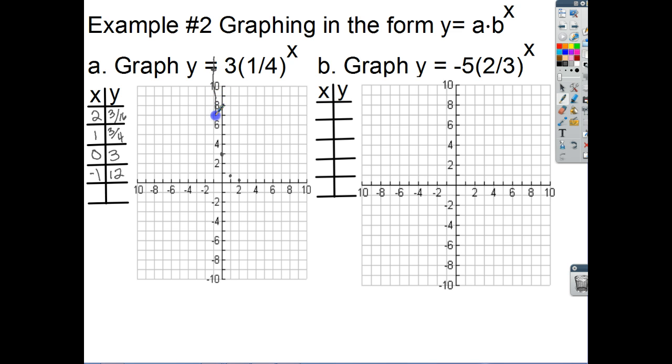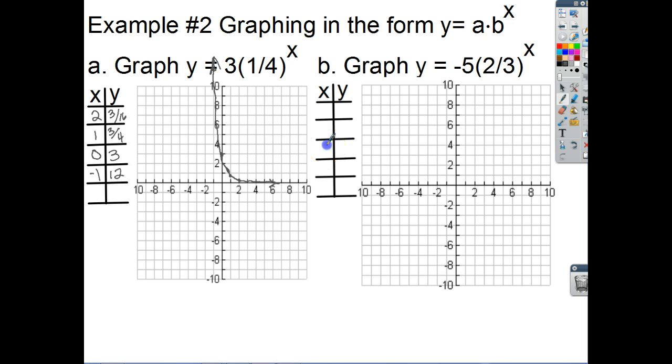So this is going to come in very steep and start curving through these points, and then we know it gets asymptotic to the x-axis. Very hard to draw that. I'll go ahead and put my arrow there and my arrow up here, and this is the graph of y equals 3 times 1/4 to the x. All right, let's try one here. Now this time a has got a negative number in it. Let's look at the effects of that.